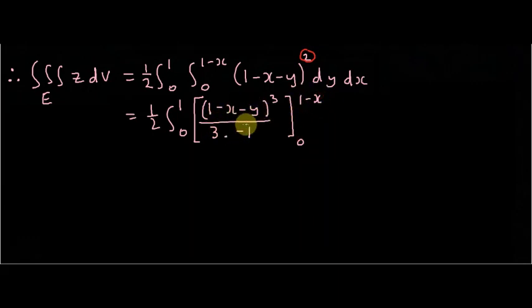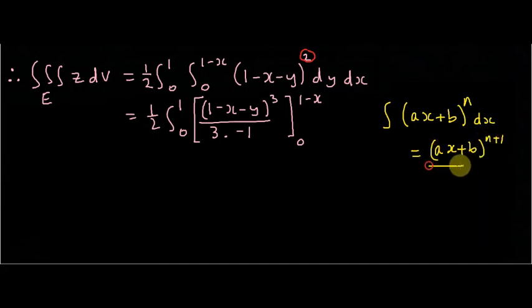Now, in finding this antiderivative here, I've basically just used this rule. If I have a linear expression which I want to integrate and it's to the power n, then the integral of (ax + b)^n is (ax + b)^(n+1) divided by n + 1, and also divided by the derivative of the inner function, which is a. We can pull out negative a third from here.